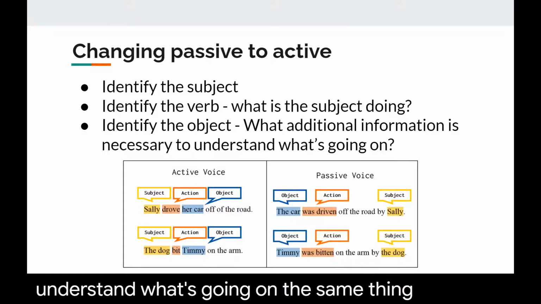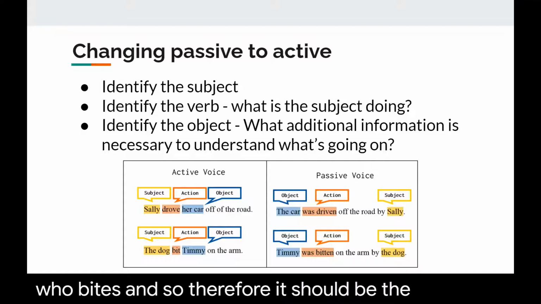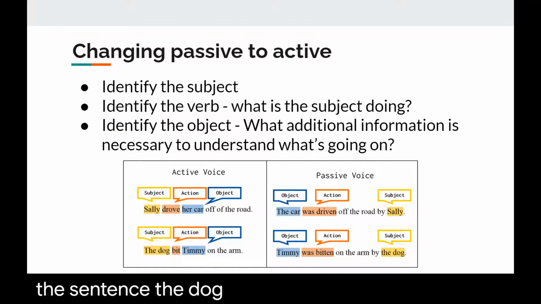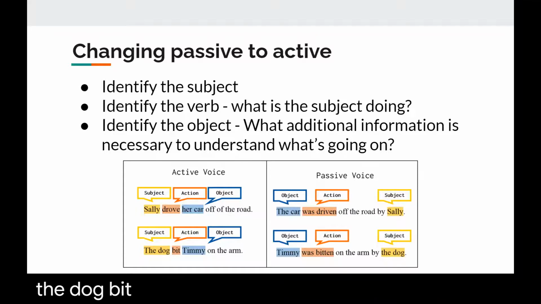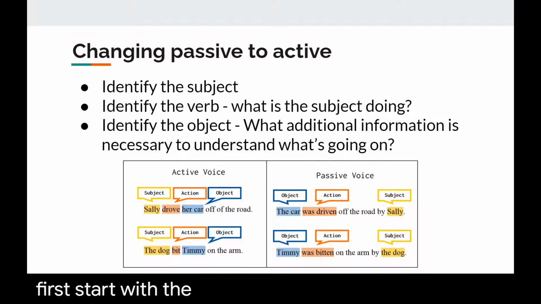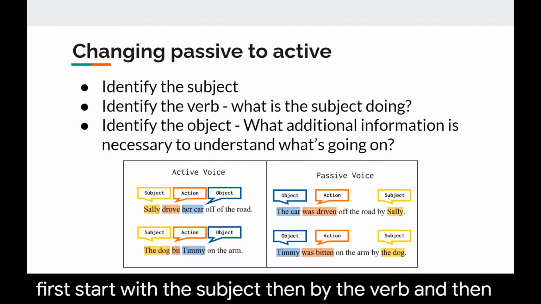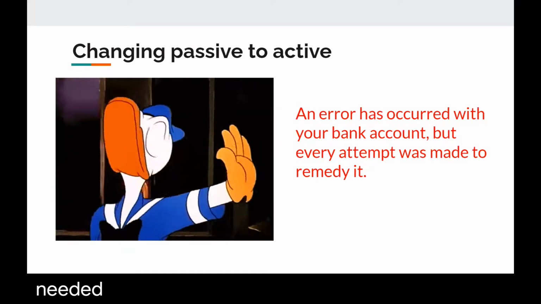The same thing for "Timmy was bitten on the arm by the dog." The dog is the one who bites, and so therefore it should be the subject of the sentence. The dog bit, now the object, that's going to be Timmy. Timmy is the one that receives the bite. The dog bit Timmy on the arm. All information we need to know for the sentence. So that's an example of how you would change passive voice to active voice. So first start with the subject, then identify the verb, and then add the object and other additional information as needed. Let's try again.